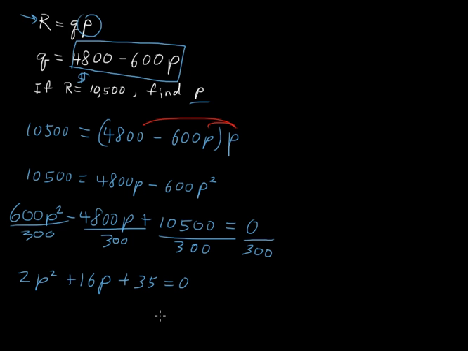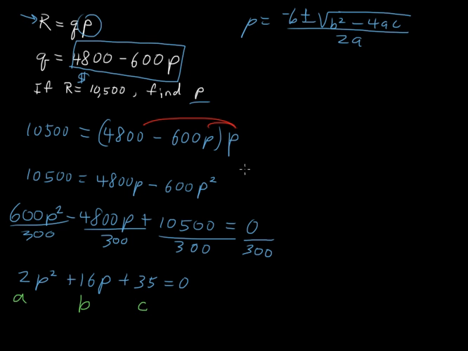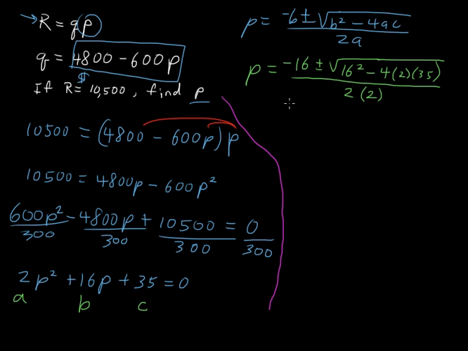We could try to factor this. I'm just going to throw this in the quadratic formula, which is P equals negative b plus or minus the square root of b squared minus 4ac, all over 2a. And in that case, this is a, this is b, and this is c. So 2 is a, 16 is our b, and 35 is our c. Let's throw that in there. And we get P equals negative 16 plus or minus the square root of 16 squared minus 4 times 2 times 35, over 2 times 2.